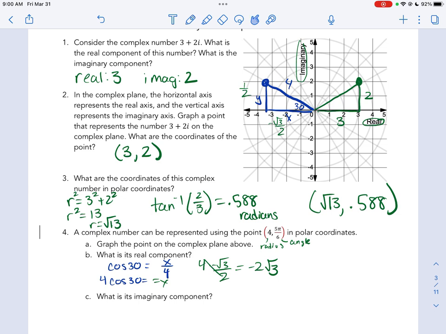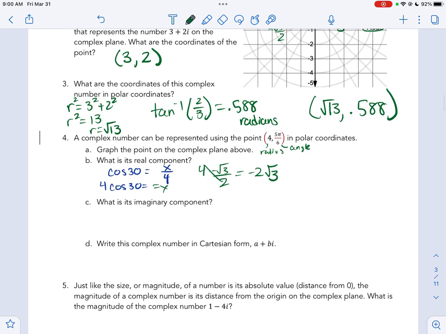And the imaginary component is our y. So I could say that the sine of 30 is y over 4. So 4 times the sine of 30 equals y. So that's 4 times half, so that's 2. So in Cartesian form, or rectangular here, this would be negative 2 root 3 plus 2i.